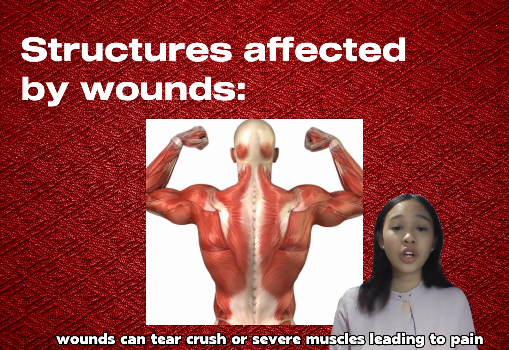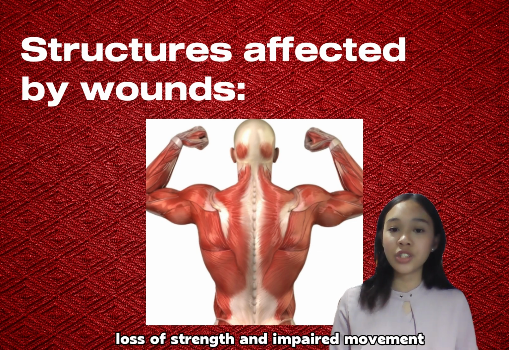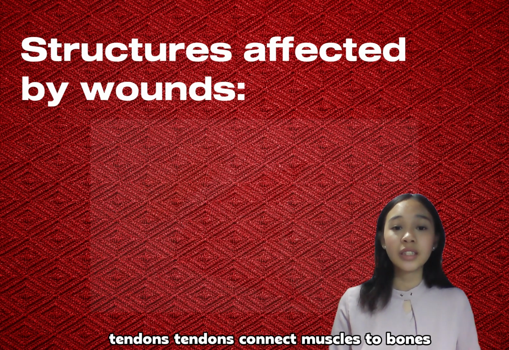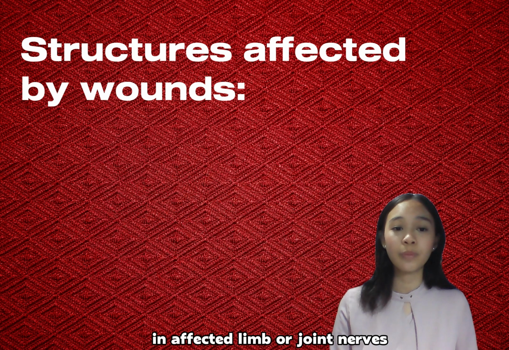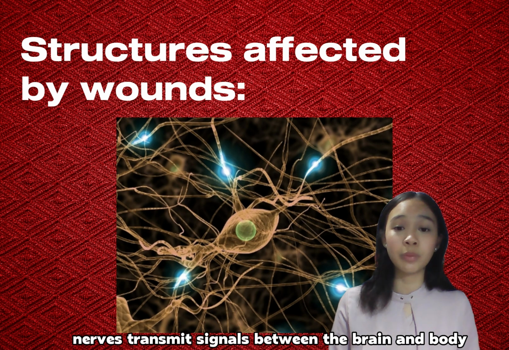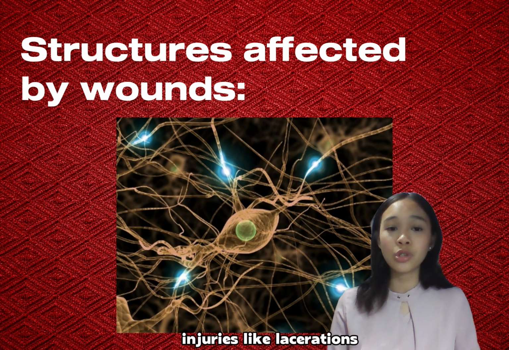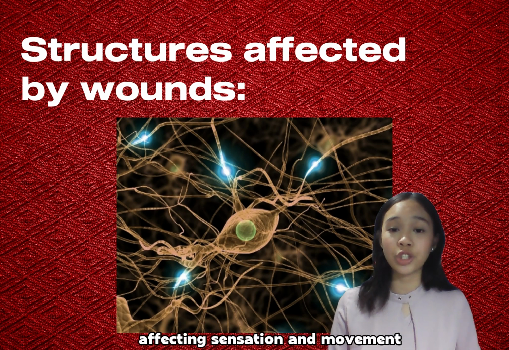Muscles. Wounds can tear, crush, or sever muscles, leading to pain, loss of strength, and impaired movement. Tendons. Tendons connect muscles to bones, and damage to them can result in loss of function in the affected limb or joint. Nerves. Nerves transmit signals between the brain and body. Injuries like lacerations or severe bruising can damage nerves, affecting sensation and movement.